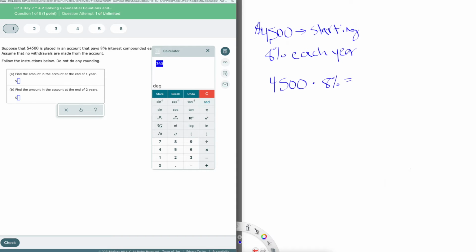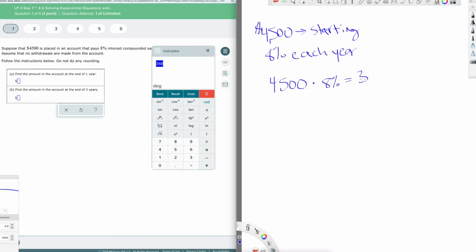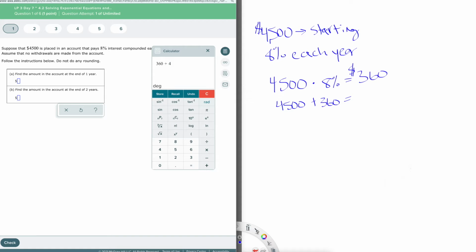So we made $360 in year number 1. Now, is that the amount in the account? No. We started with 4,500 and we made $360. So we need to add those back together. I need to go back over here and go plus 4,500. That is the amount in the account after year number 1: $4,860.